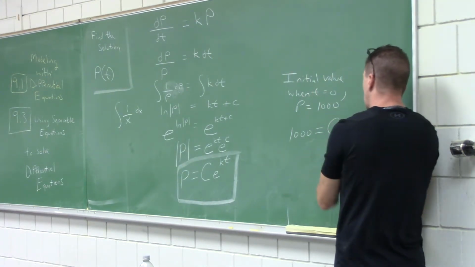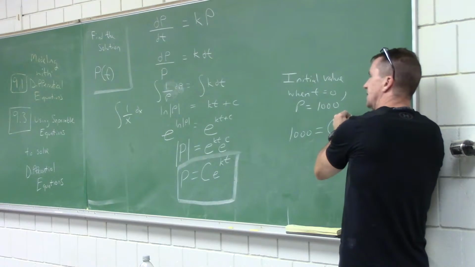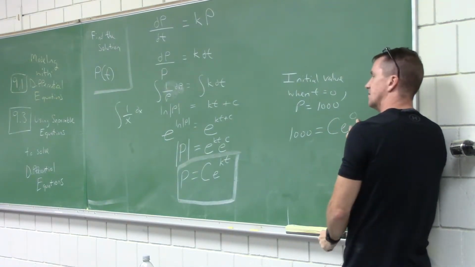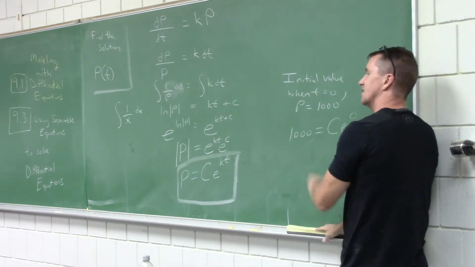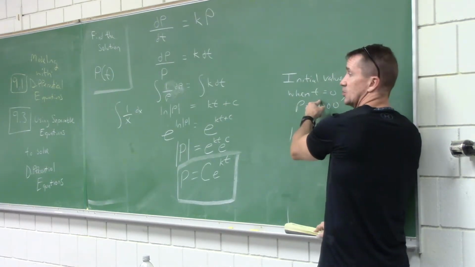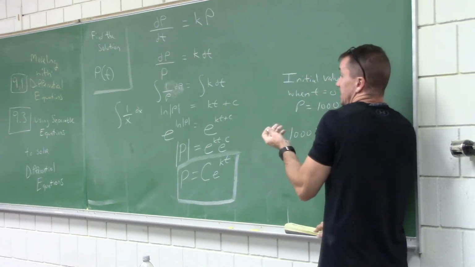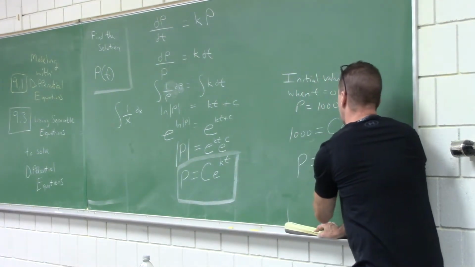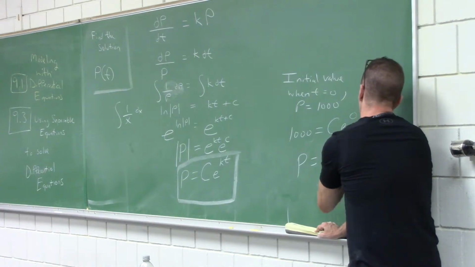C, e to the, what would go here? What's k times 0? K is just some constant. 0. What's e to the 0? 1. What's the C value? 1,000. So if we had an initial value, that's all we need. What's going on at time equals 0? Then the equation becomes P equals 1,000 e to the kt.